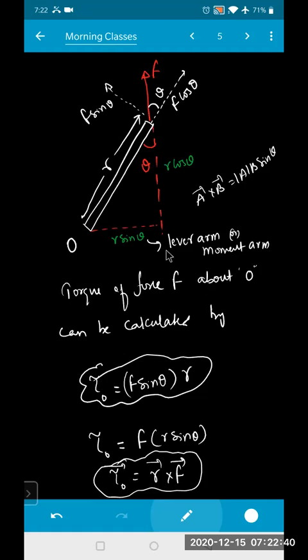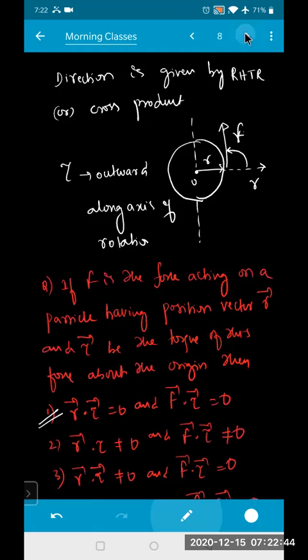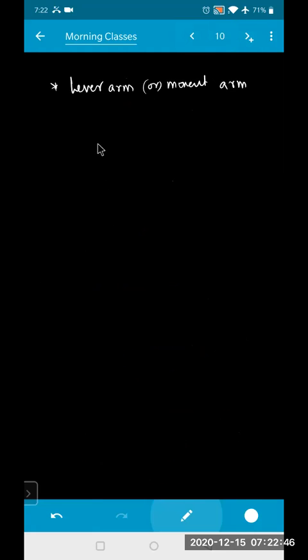R sin theta is known as lever arm. So theta is tau by F. So I can write that one as your lever arm is equal to what for me? Mod of your tau divided by mod of your F, isn't it? R bar cross F bar.